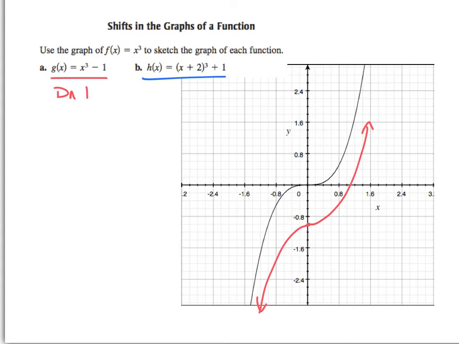And so this one is doing two things. What's one thing it's doing? It goes up 1, true that. And then it goes left 2. So it goes up 1 and left 2. So now we're starting kind of here, and then we have our cubic function going from there.